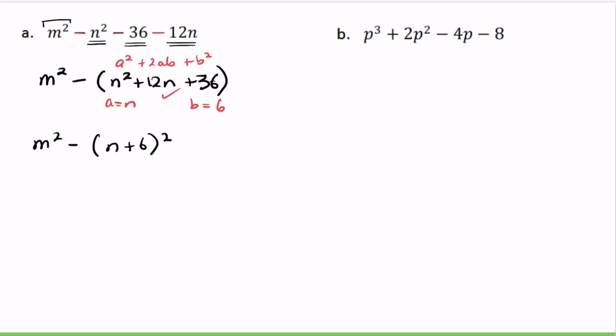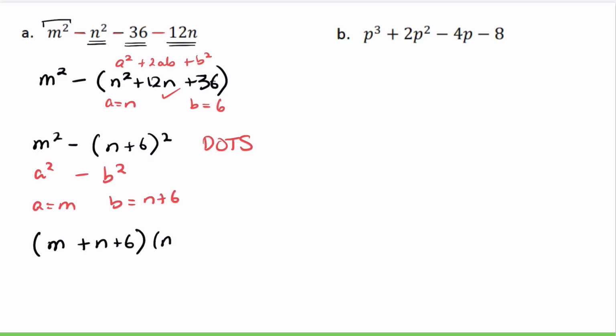We're now going to use difference of squares. So I have two terms, and it's the difference between the square of those two terms. So that's a squared minus b squared. In this case, a is m, and b is n plus 6. And that factorizes down into a plus b, a minus b. So let's go ahead and write that in. So that'll be m plus n plus 6, and then m minus, now it's going to be minus all of the terms, so it's minus n minus 6.